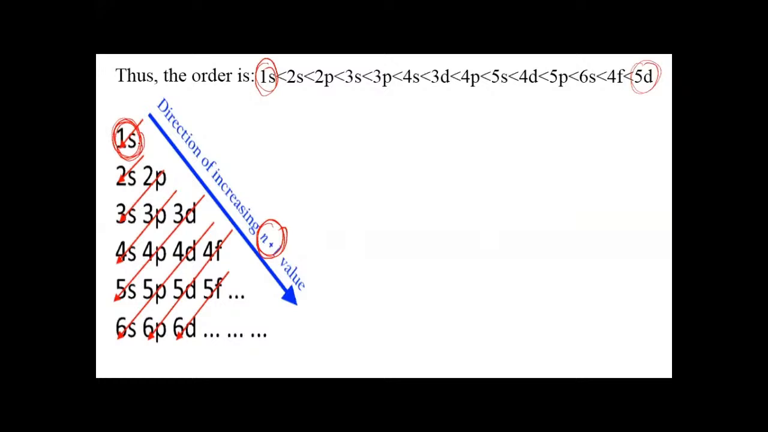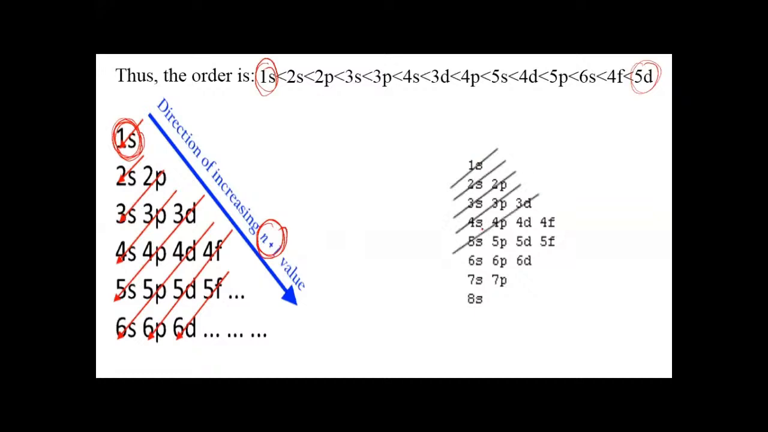The filling of orbitals takes place like this. First 1s is filled, then 2s, then 2p, then 3s, then 3p, then 4s, then 3d, 4p, 5s, 4d, 5p, 6s, 4f, 5d, 6p, 7s, 5f, 6d, 7p, and 8s.